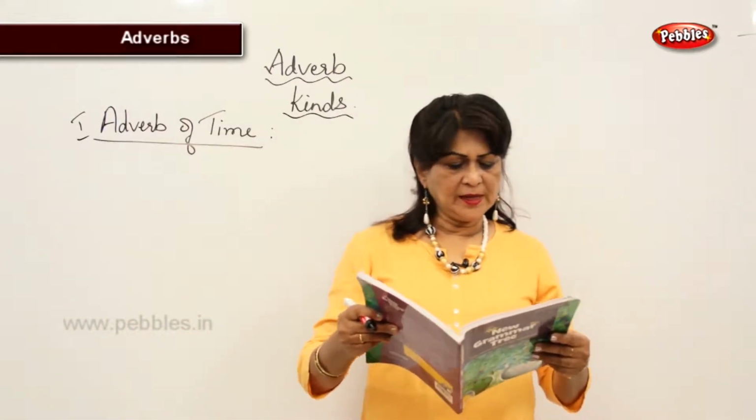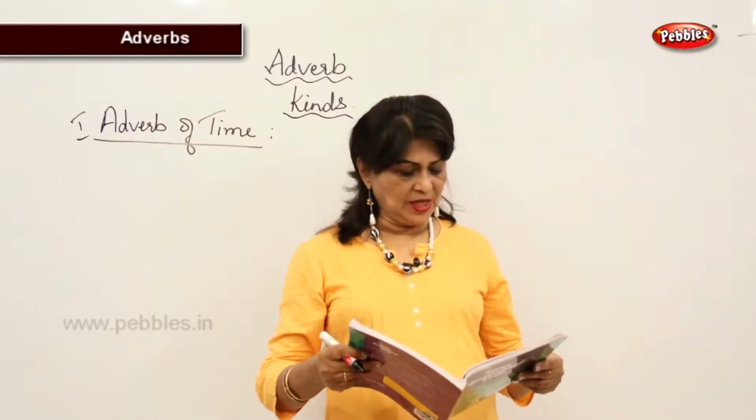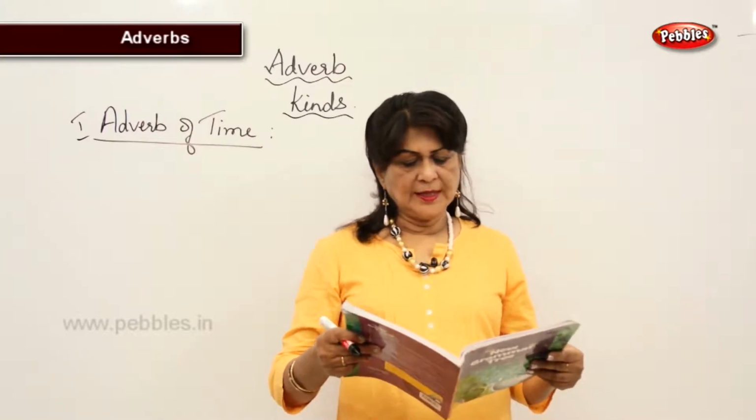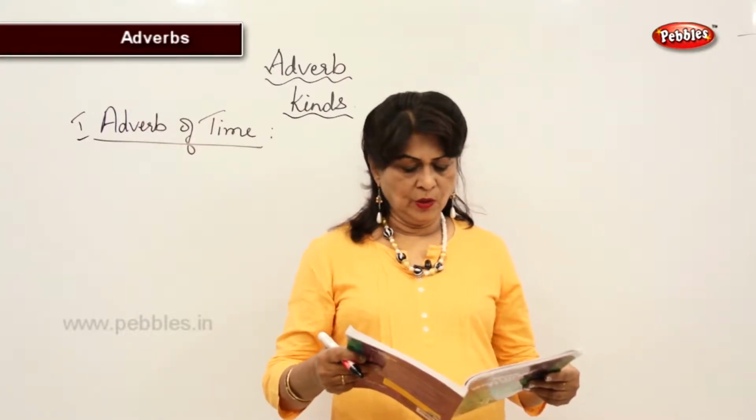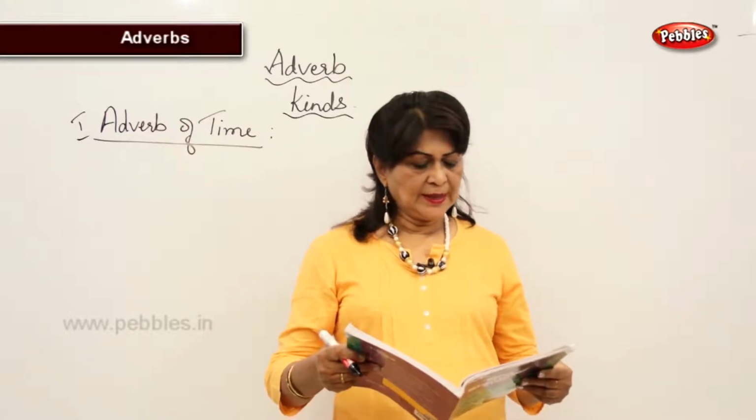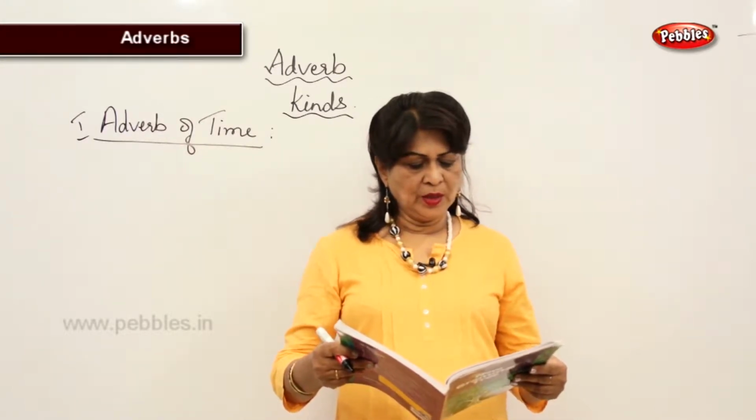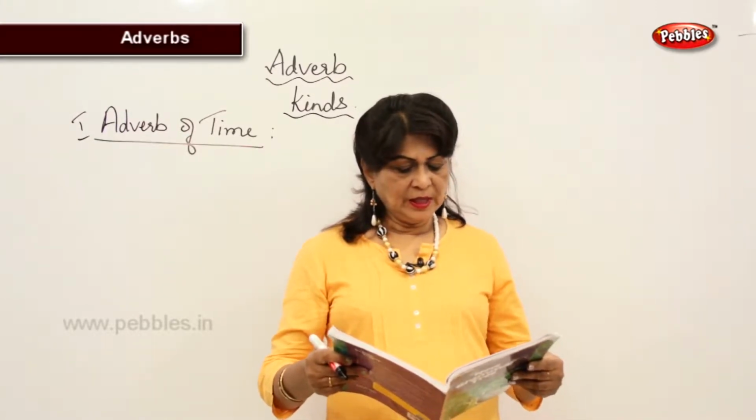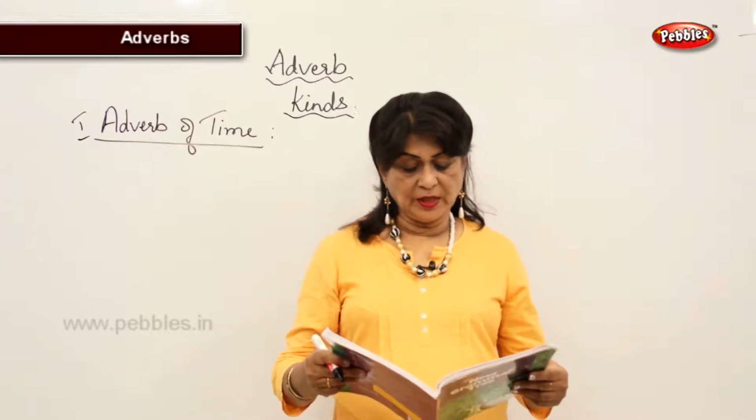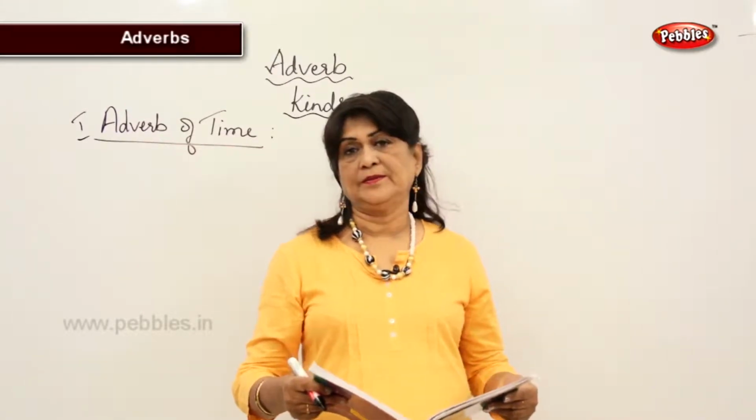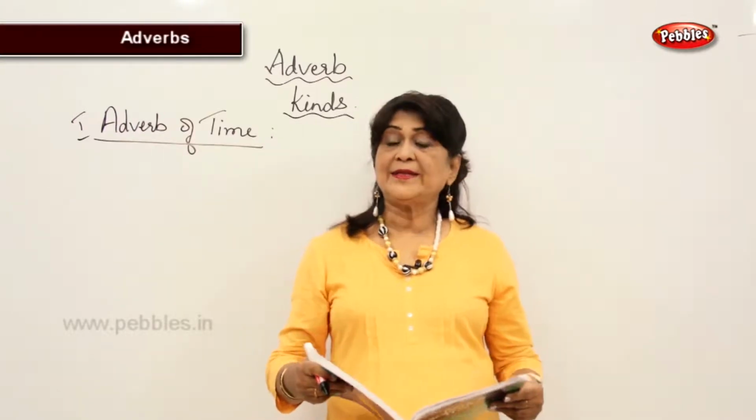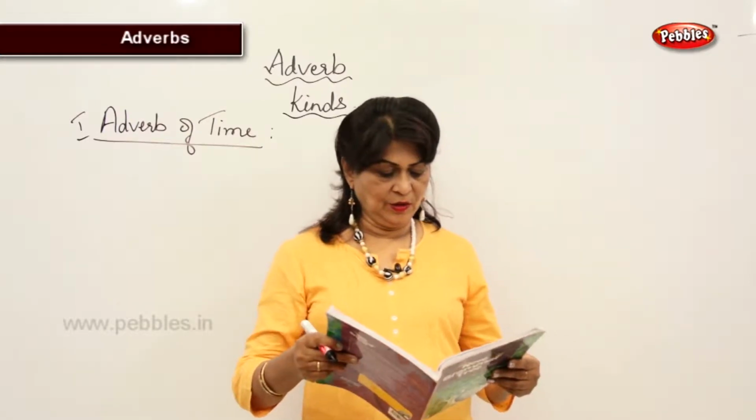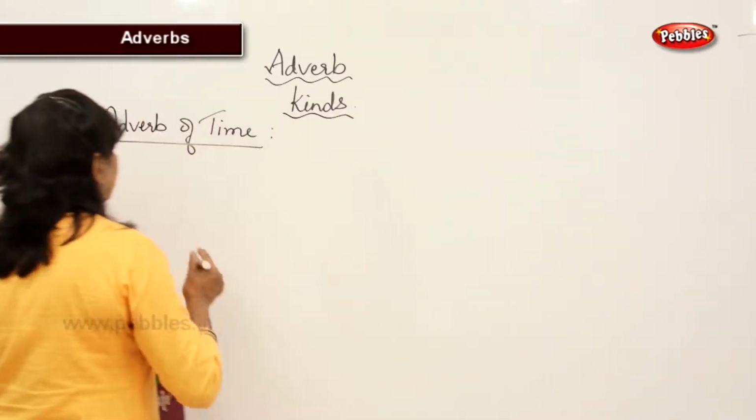Adverb of time tells us when the action takes place or when the action took place. Words such as since, for, ago, before, today, still, yet, soon are some of the adverbs of time. For example, they faced great challenges but eventually reached the summit. Now, they faced is the verb, but which is the adverb? Eventually.